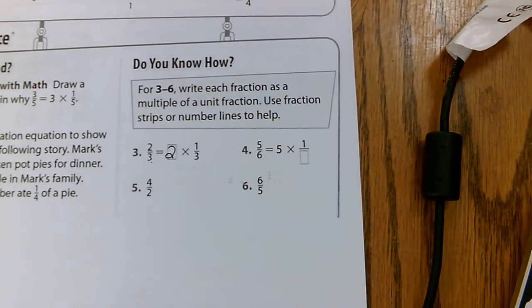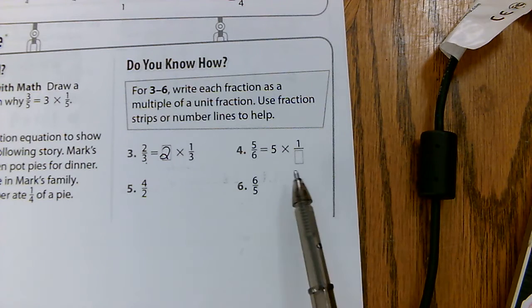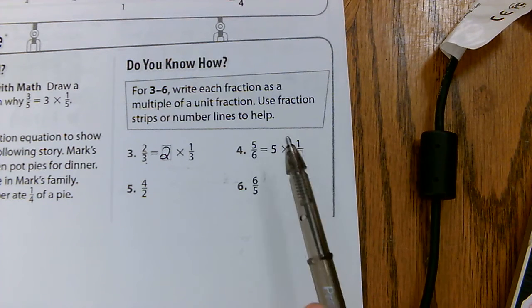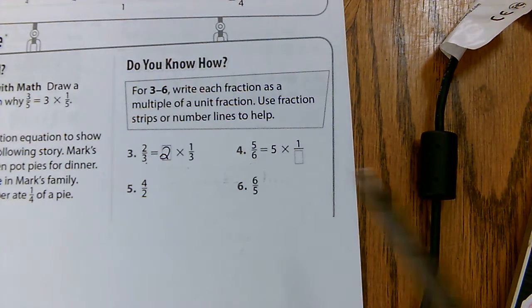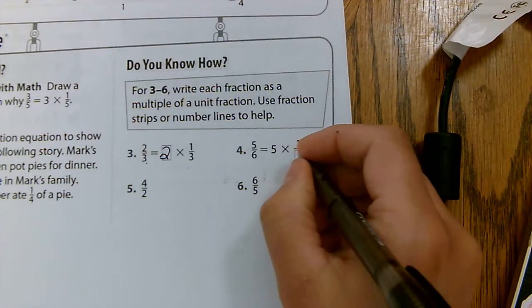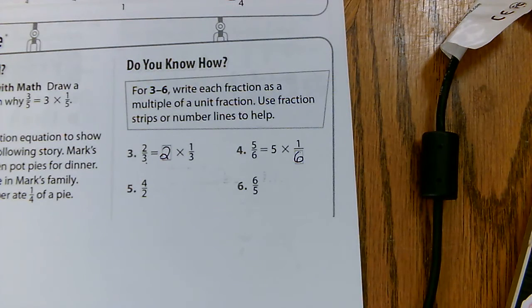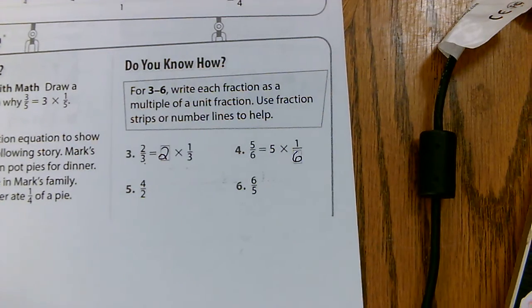Let's try number 4. What would I have to put in here in order to make this true? 5 times 1 over what number gives me 5/6. Think for a moment. That would have to be 6. There's my unit fraction, 1/6. So 5 times 1/6 gives me 5/6.